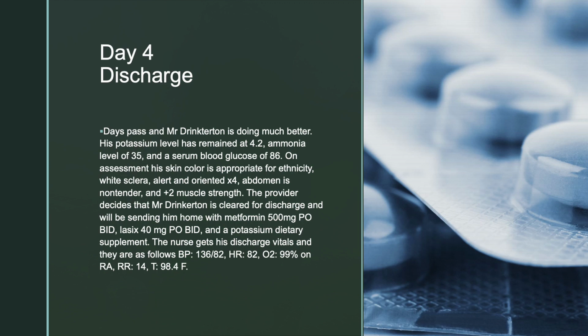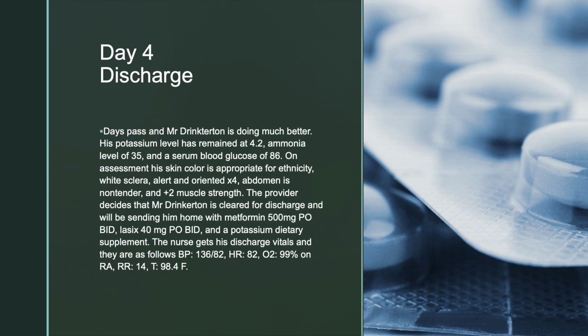So day 4, we have discharge. Days pass and Mr. Drinkerton is doing much better. His potassium level has remained at 4.2, ammonia level of 35, and a serum blood glucose of 86. On an assessment, his skin color is appropriate for ethnicity, white sclera, alert and oriented ×4, abdomen is non-tender, and he has a +2 muscle strength.